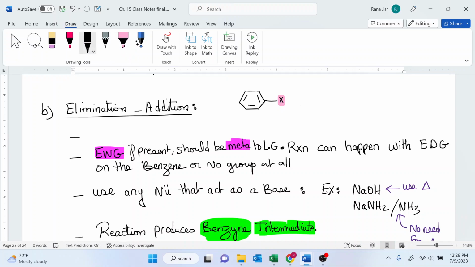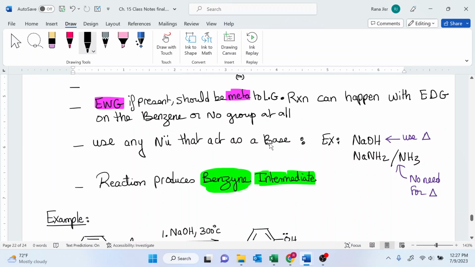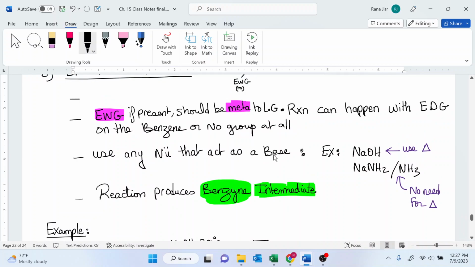If you have an electron withdrawing group, the electron withdrawing group has to be on the meta position. It cannot be on the ortho or the para because that is specifically for addition elimination and not elimination addition. So electron donating groups are criteria for elimination addition and not addition elimination. Electron withdrawing group, if present, has to be just on the meta position. Other than that, we can use any of the bases and the nucleophile that we used up there.